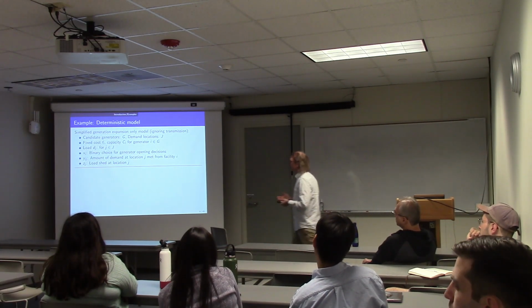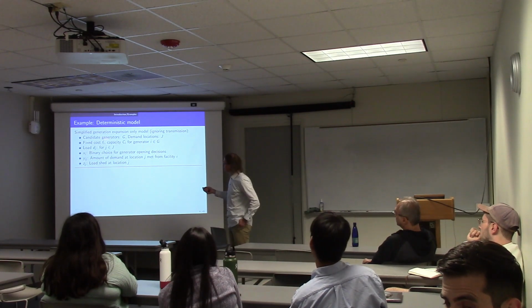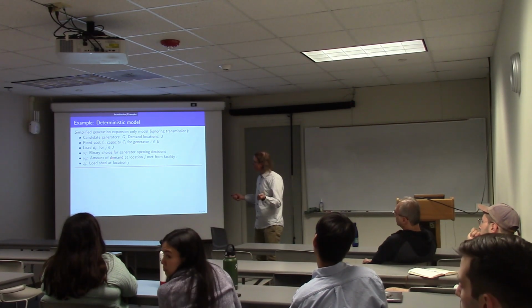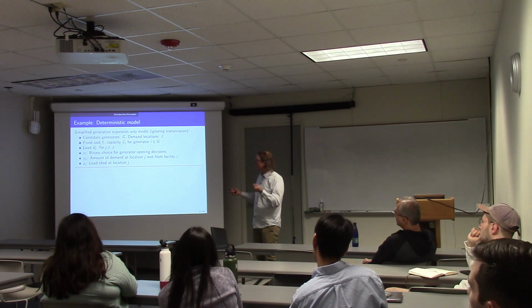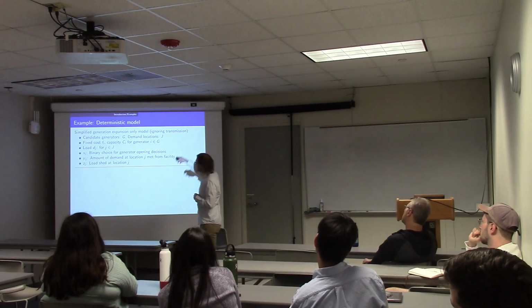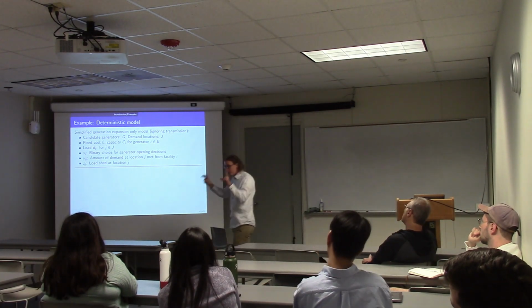In this problem, we'll have some candidate generators and some demand locations. We'll assume that if I build a generator, there's a certain fixed cost for building it, and they give me some capacity of how much power I can produce. In my demand locations, I have some, for now, known demand.